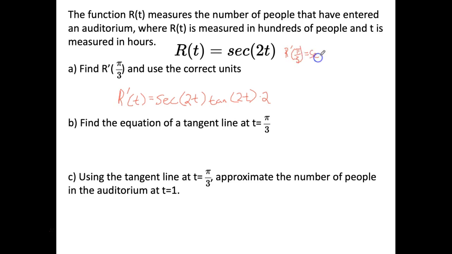Okay, so it's going to be secant of, now if we plug in pi over 3 for this, that makes it 2 pi over 3. So we got 2 pi over 3, tangent of, and we got the same thing, 2 pi over 3. It's all multiplied with 2. Okay, let's evaluate what all these are.